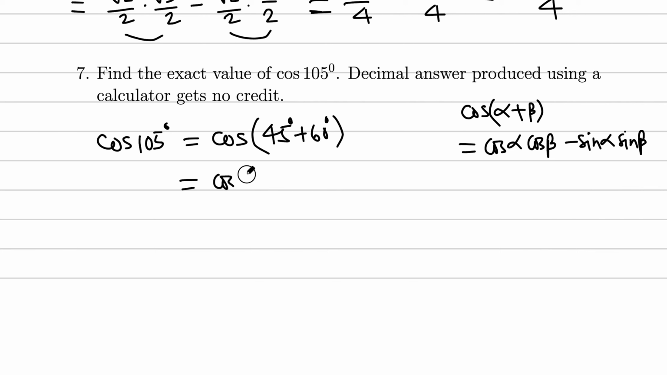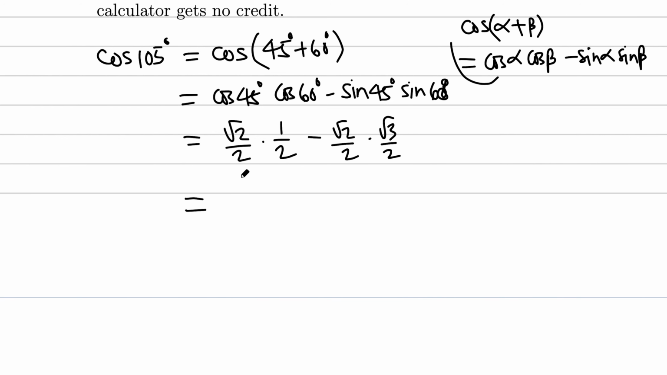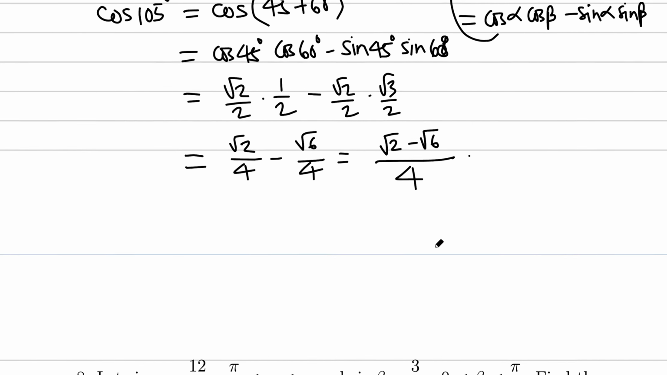Cosine of alpha plus beta is cosine 45 cosine 60 minus sine 45 sine 60. Now these are standard angles, so we have values from the unit circle. Cosine 45 is root 2 over 2, cosine 60 is 1/2, sine 45 is root 2 over 2, sine 60 is root 3 over 2. Multiply, do not cancel. This is root 2 over 4, and this is root 6 over 4. Common denominator 4, root 2 minus root 6. These are unlike terms, so we can't combine. Okay, final.